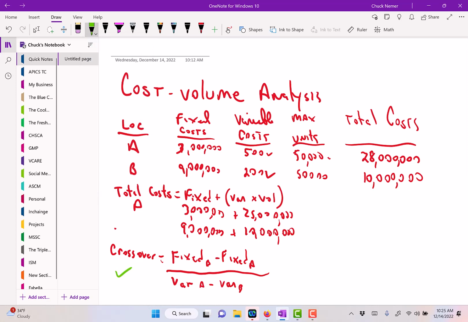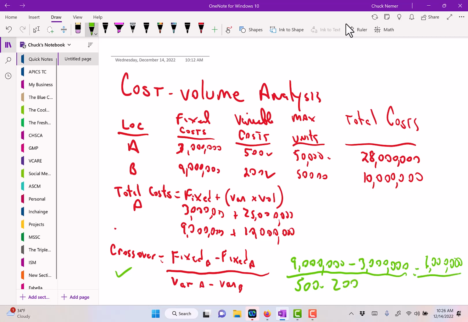It's the fixed costs of B. So if we look at the fixed costs of B, yep, I got it right. So it's the fixed costs of B, which is 9 million, minus the fixed costs of A, which is 3 million. So it's $6 million more, divided by the variable cost of A, 500 minus the variable of B, 200. So that's 300. So if we take 6 million and divide by $300, then we're going to get 20,000 units as our crossover point.